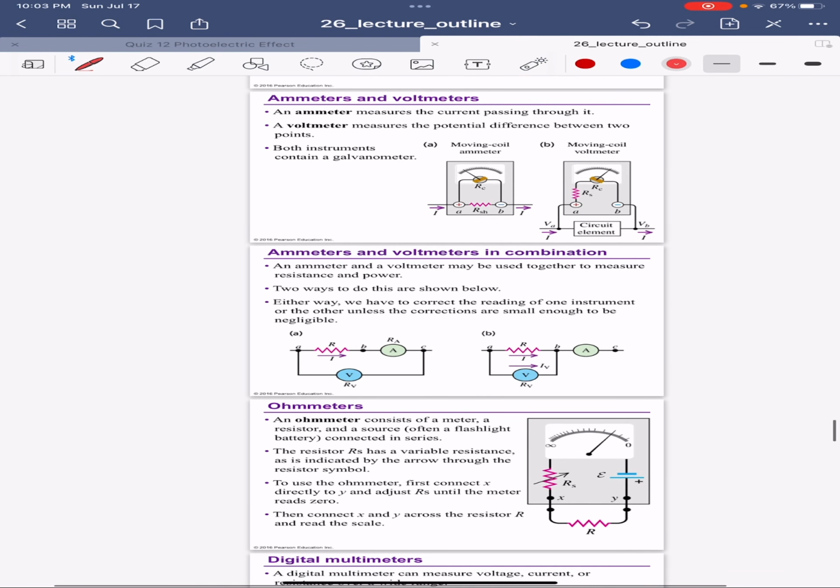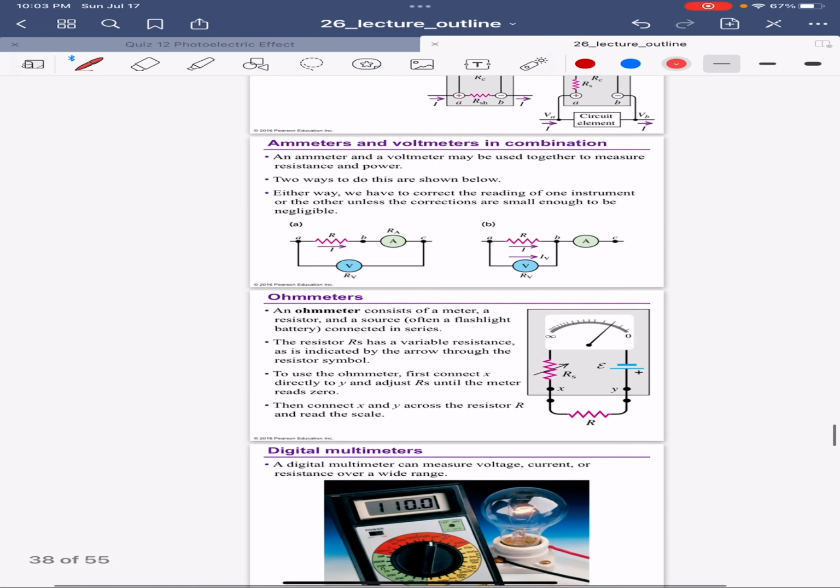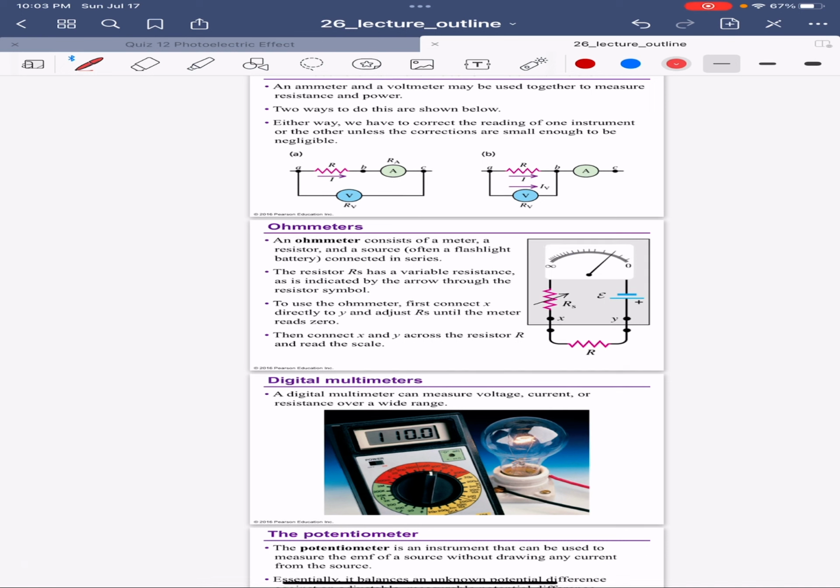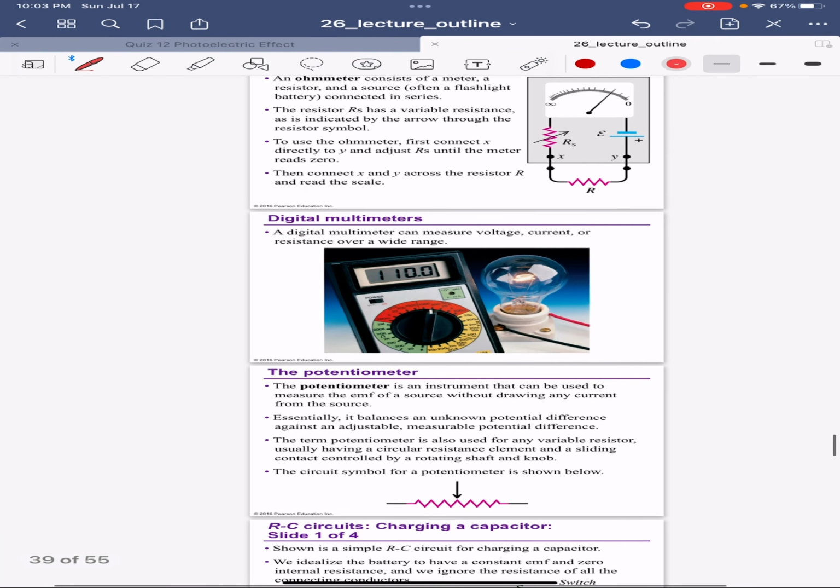Ohmmeters are devices used to measure resistance, and now we are using what are called multimeters, which can be used to do more than one job. Potentiometers are variable resistors, which do not have a constant resistance value. They have different values.